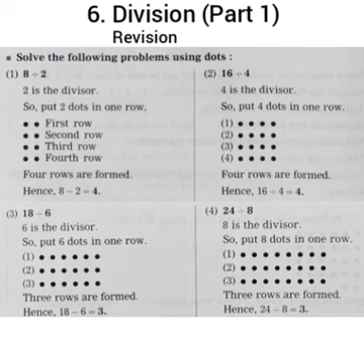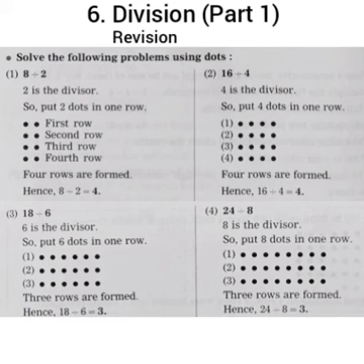In third row, 4 dots. And in fourth row, 4 dots. There are 16 dots. 4 rows are formed. Hence, 16 divided by 4 is equal to 4.